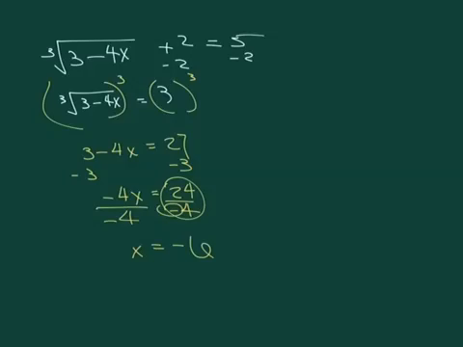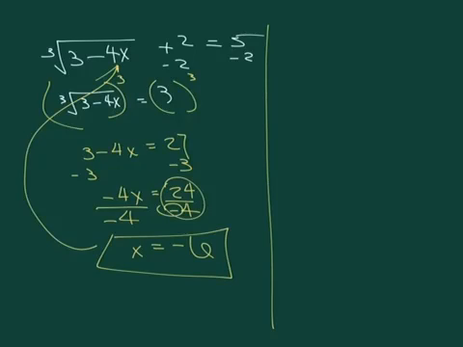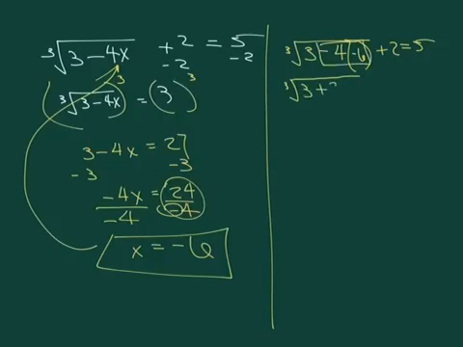Okay, so now we take this and put it in here. So let's go ahead and draw a line here. And let's do our cubed root of 3 minus 4. And we said that answer was what? Negative 6. Plus 2 equals 5. So cubed root of 3, negative 4 times negative 6.